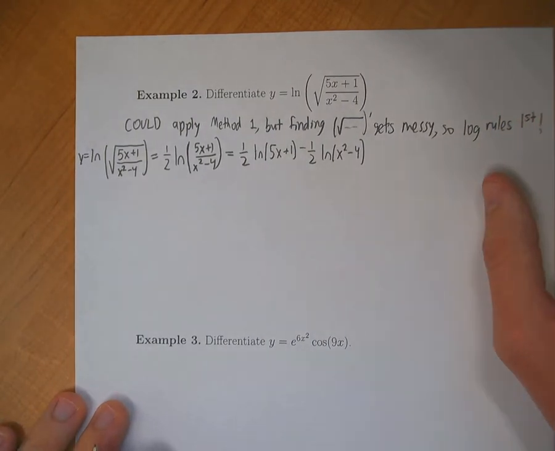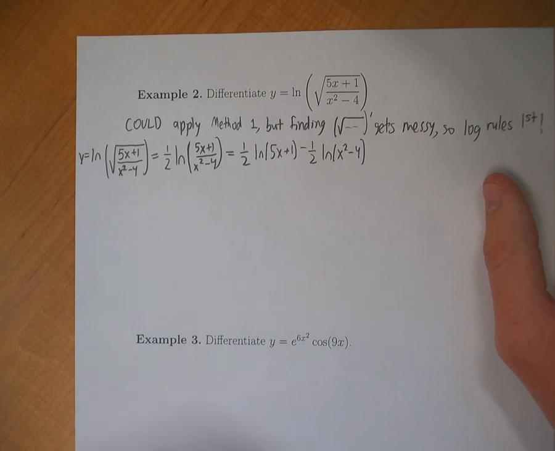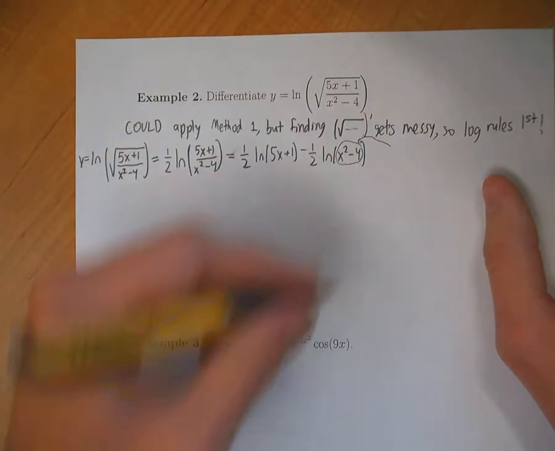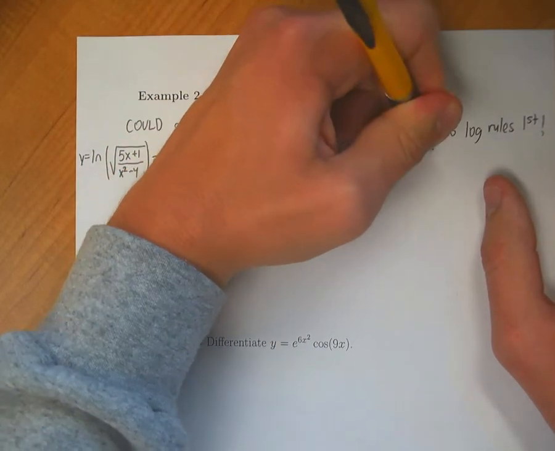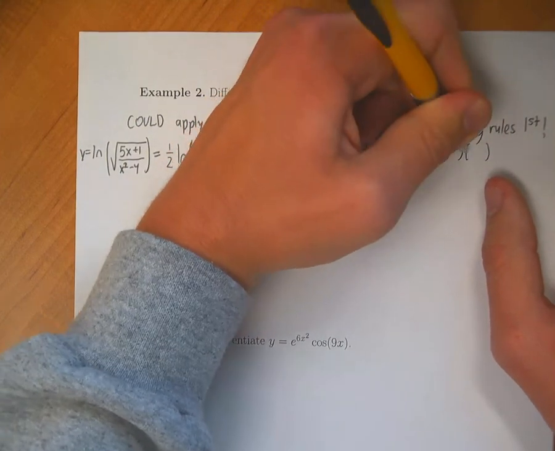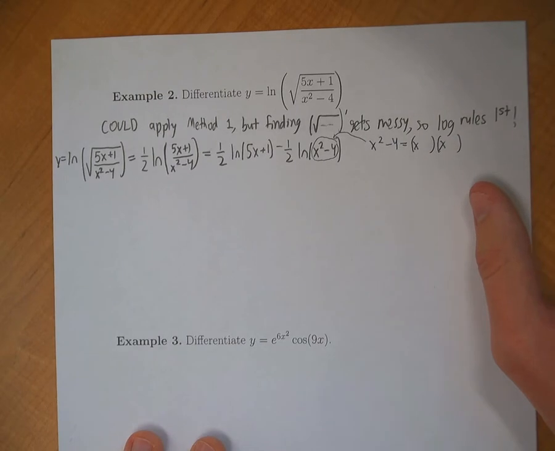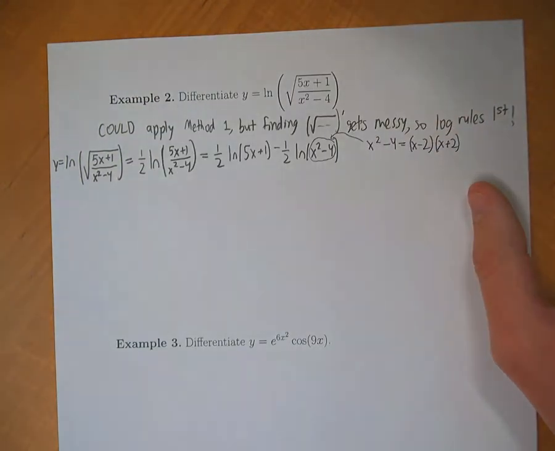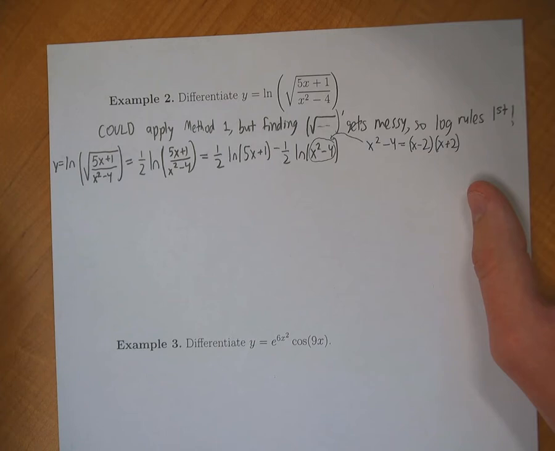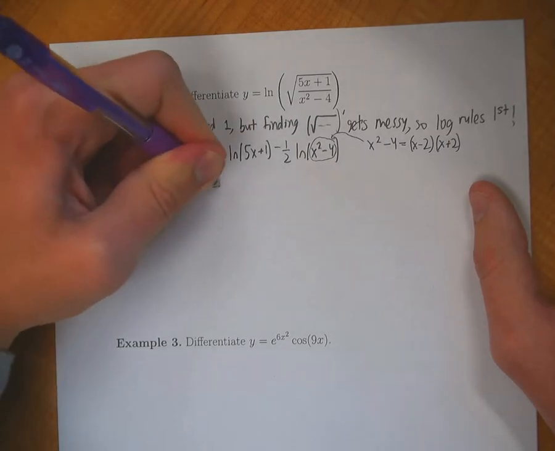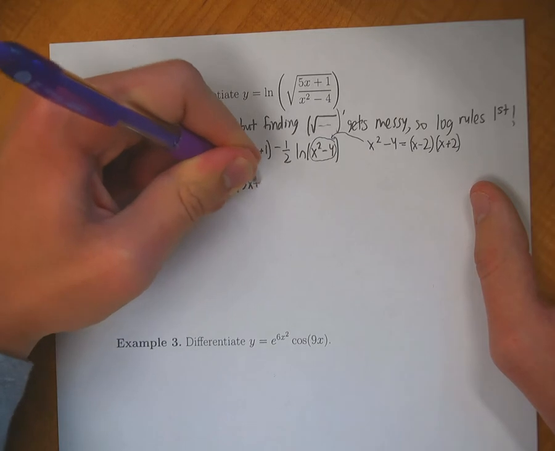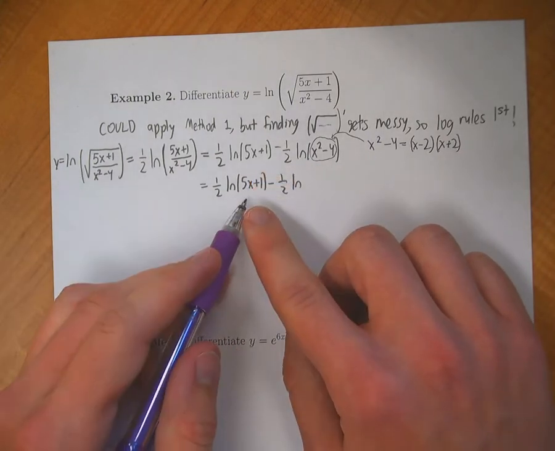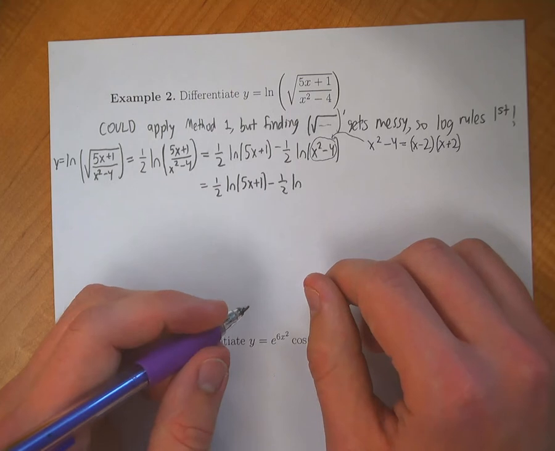So that's that part, but then what do you notice from this? Well, x squared minus 4 by itself has a nice factorization, doesn't it? So x squared minus 4 is the product of what two factors? x plus 2 and x minus 2. Bingo. So taking that into account, what does that tell us about how we can break this up further? We have 1/2 times natural log of 5x plus 1, nothing we can do past this, and then minus 1/2 times natural log of what?